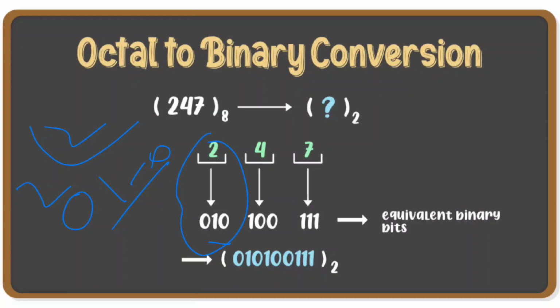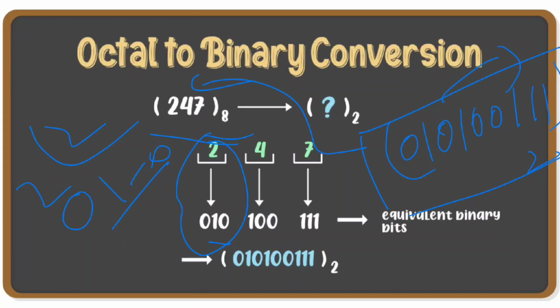Now I am going to add all these numbers: 010 100 111 base 2. This is the answer of this octal number 247. Here base is 8. If 8 means this number is octal. If you are putting base 2 means this number is binary. So the binary value of this 9 bit, the answer is 247. Okay, so this is the conversion of octal to binary conversion.